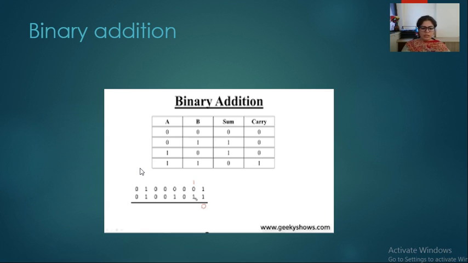If both the inputs are 1, the answer of 1 plus 1 is always 0 with 1 carry. Because we cannot write 1 plus 1 as 2, because we are dealing with binary numbers, so we have to deal with only 0 and 1. So when both the inputs are 1, the sum will always be 0 with 1 carry. Look at this, 1 plus 1 is 0 with 1 carry. I hope it is clear to you how we have to add binary numbers.